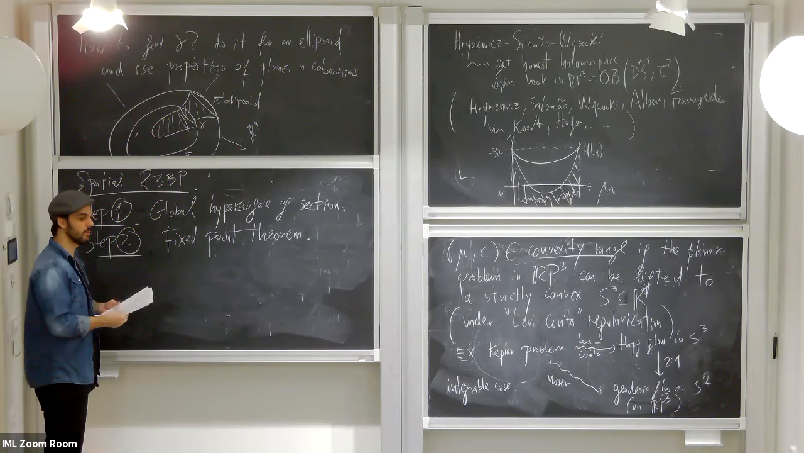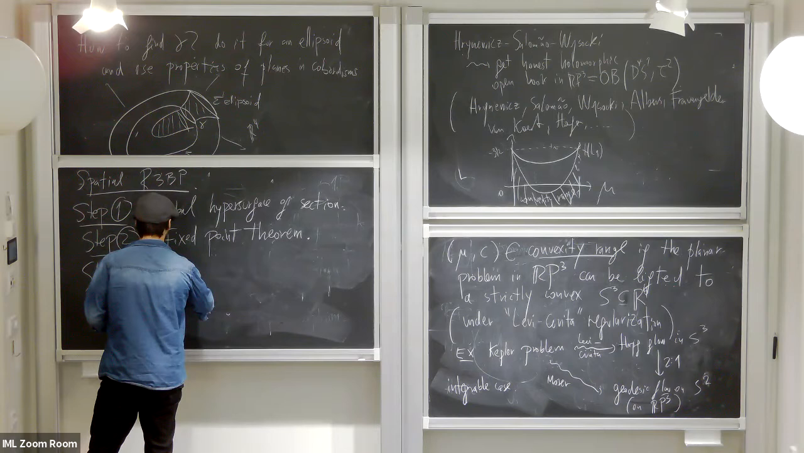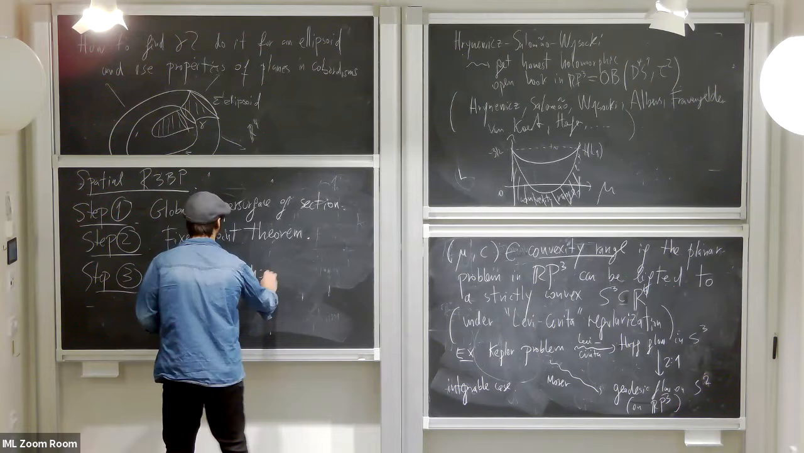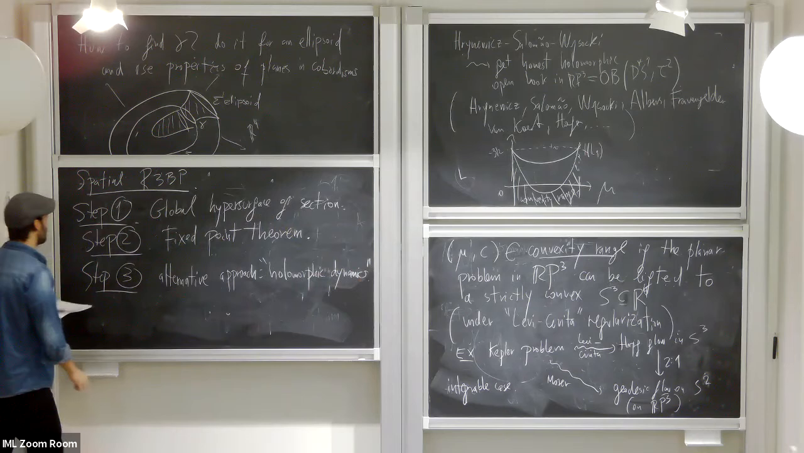So I'm going to add a step three, which is some sort of alternative approach to the Poincaré scheme of finding orbits, which I'll just call holomorphic dynamics. I'll explain what I mean by this notion of holomorphic dynamics later. So let me go step by step.